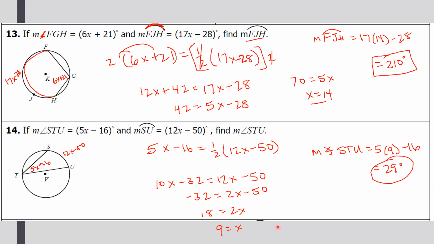And x equals 9 is beautiful, but it's not the answer to the question. The question said to find the measure of angle STU. So I had to find the expression for STU, plug that 9 in, 5 times 9 minus 16. So my final answer is 29 degrees.